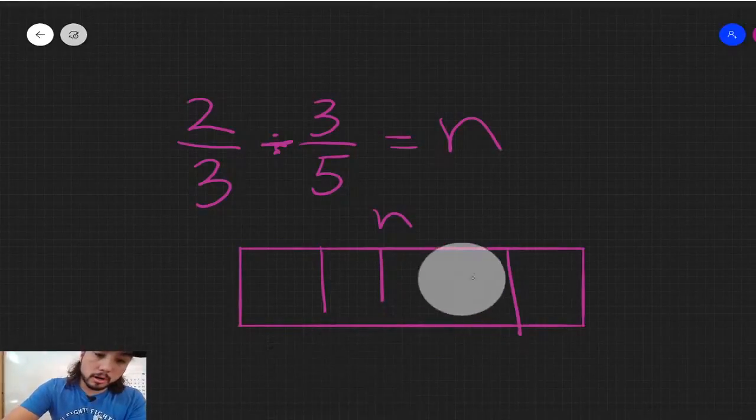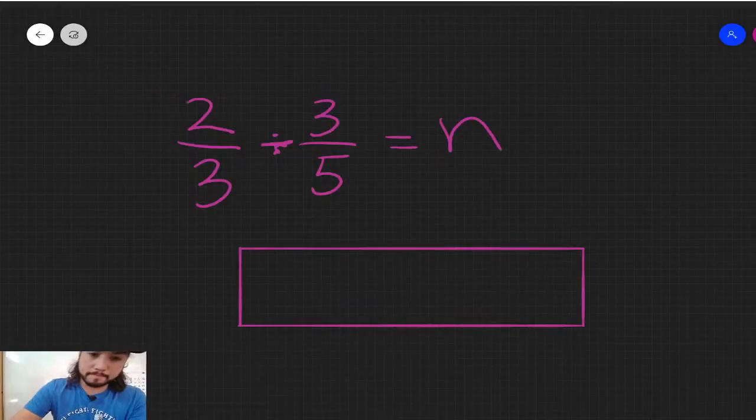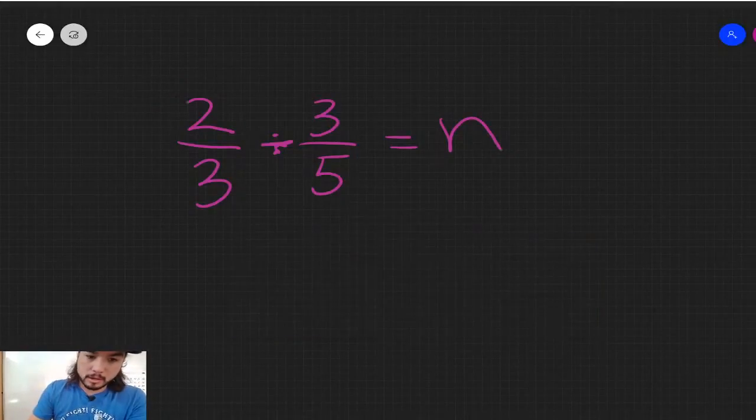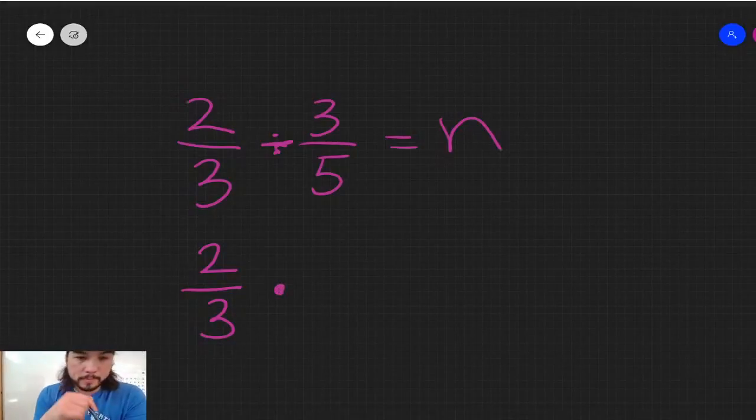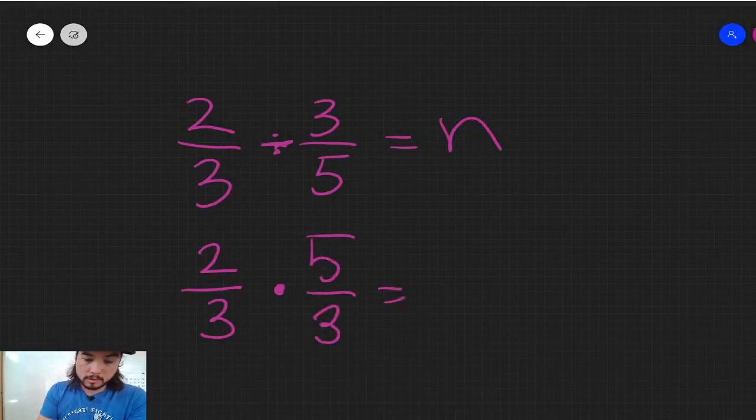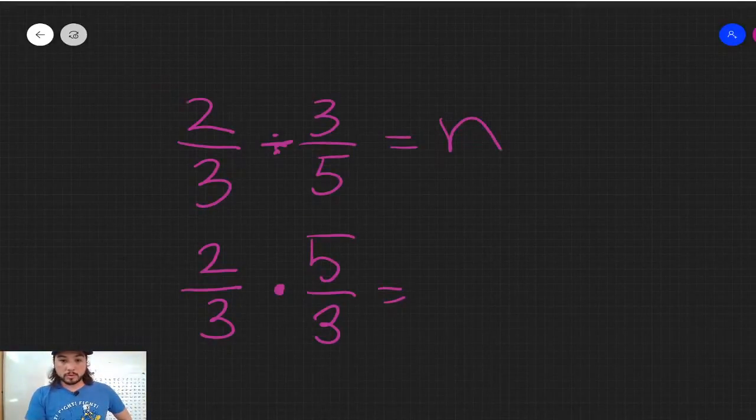But let's use our flip and then multiply shortcut here. So we're going to keep our dividend, keep our 2/3, keep that first number. Our division becomes multiplication. And then we flip the divisor. So now, instead of 2/3 divided by 3/5, we're doing 2/3 times 5/3.